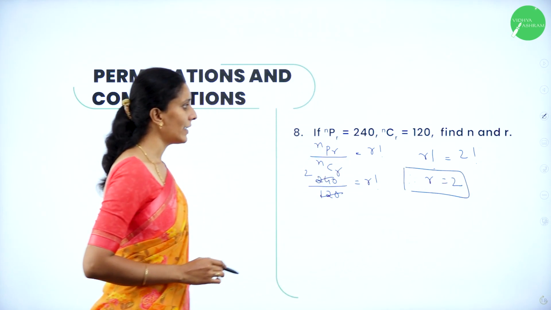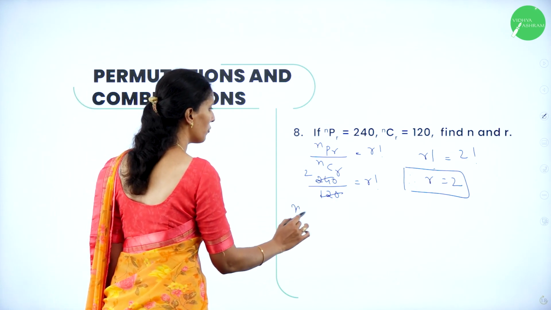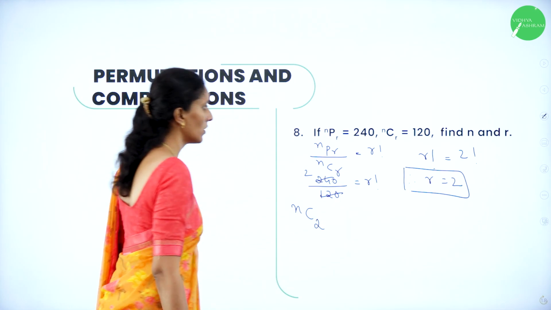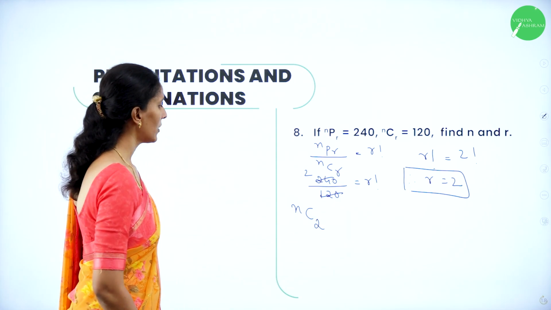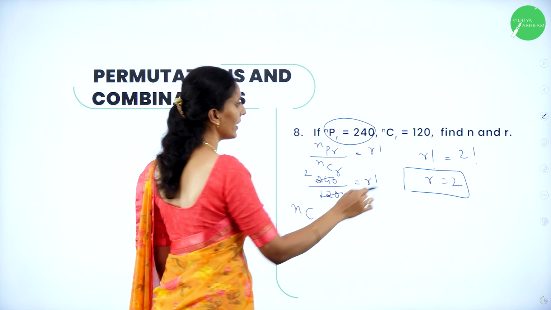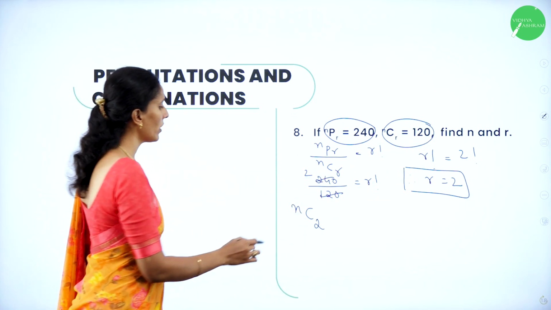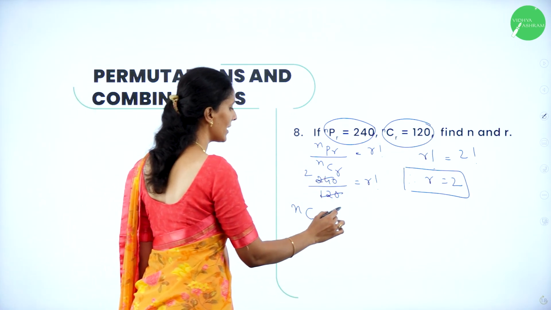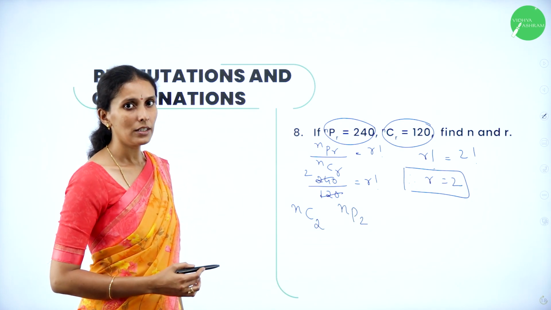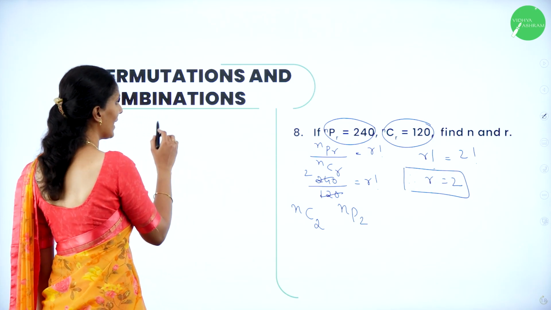So now let me find n. Let me consider in this form. So we have to find nC2. So already we have nP2 is equal to 240 and nCr is equal to 120. So since I don't know the value of n, either I can choose nC2 or I can choose nP2. Substitute in any one of the arrangements, you will get the value of n. So let me take nPr.